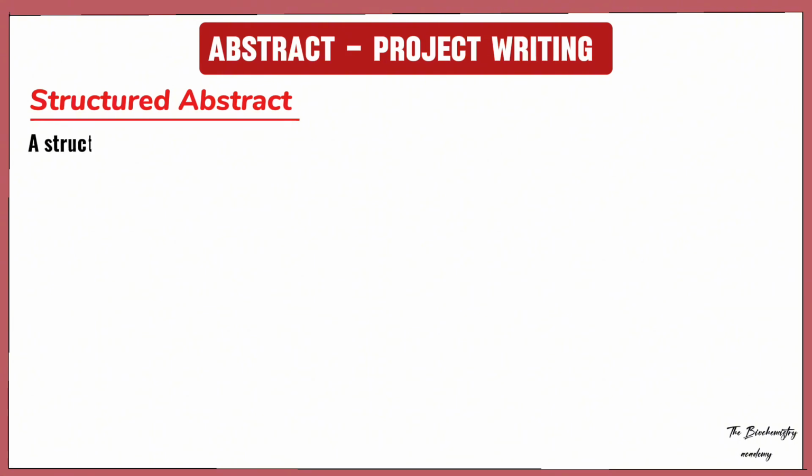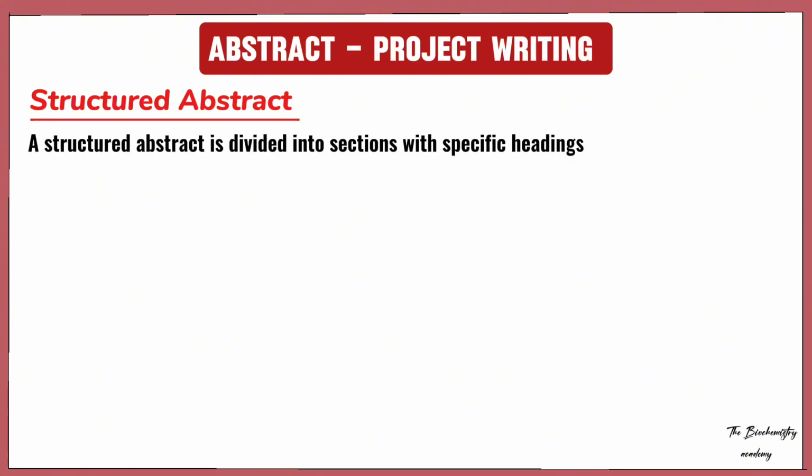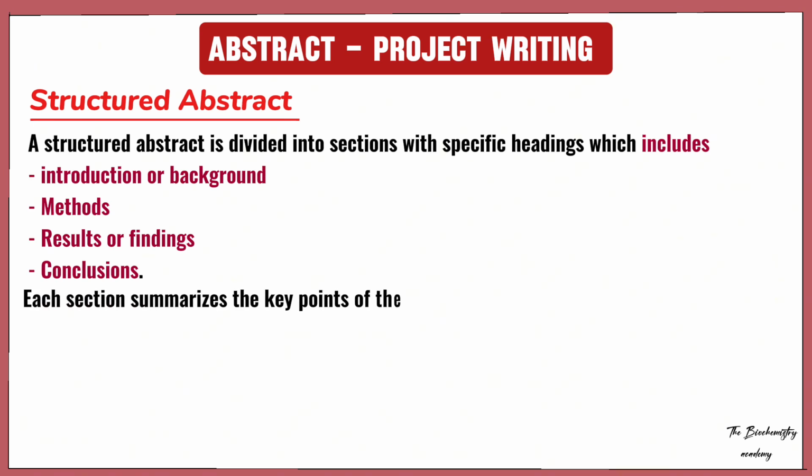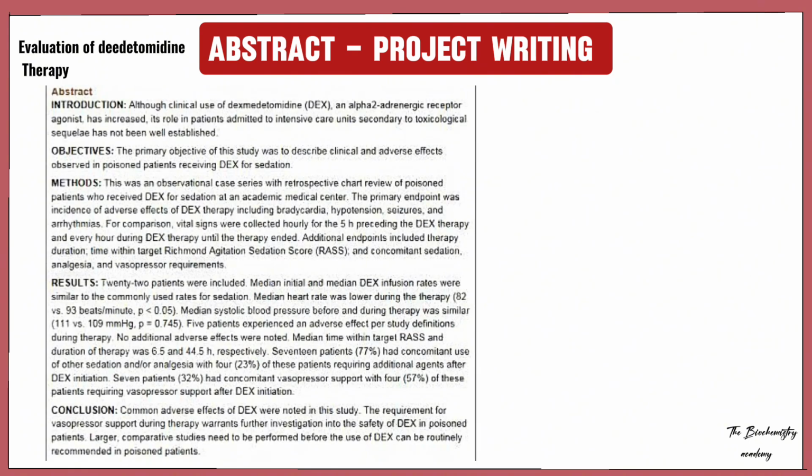Now, a structured abstract is divided into sections with specific headings, which include the introduction or the background, the methods, the results or findings, and then the conclusion. Now, each section summarizes the key points of the corresponding part of the research. Now, in a structured abstract, the main points can be seen quickly. An example of a structured abstract looks like this.